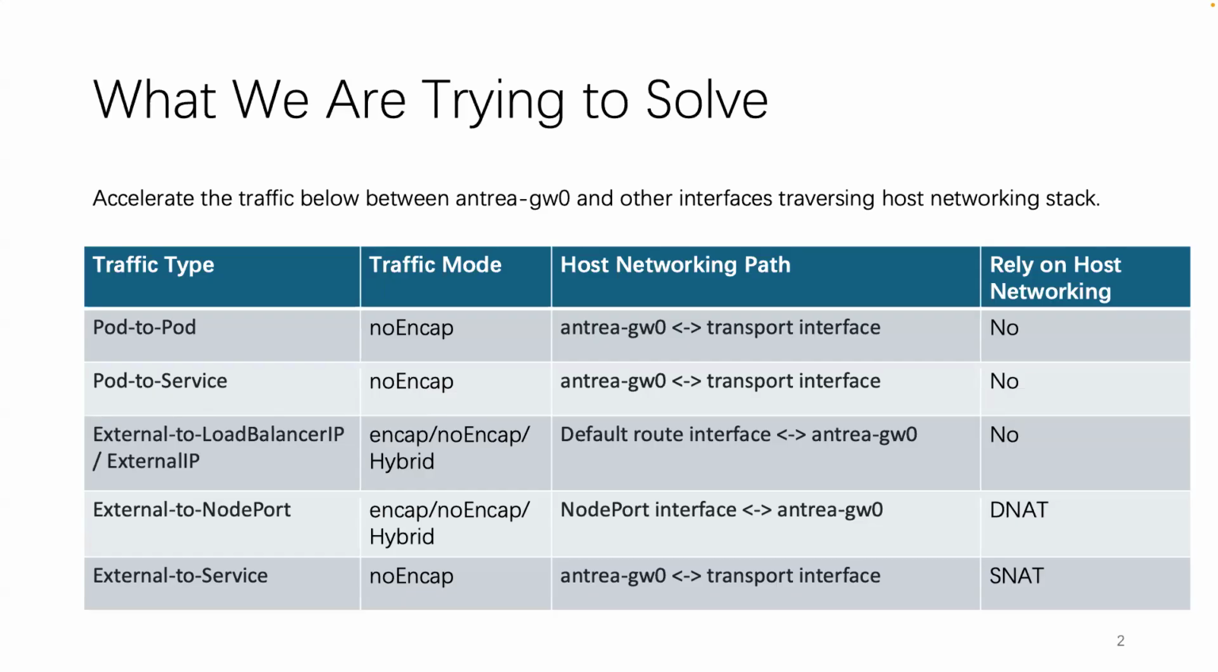Is that okay? We don't do SNAT in OVS for that case? We don't assign the packet to the transport interface IP address in the OVS pipeline. Oh, okay, got it. And so the three bottom rows here are for when proxyAll is enabled, right? Yes, those are all for proxyAll cases. Okay.